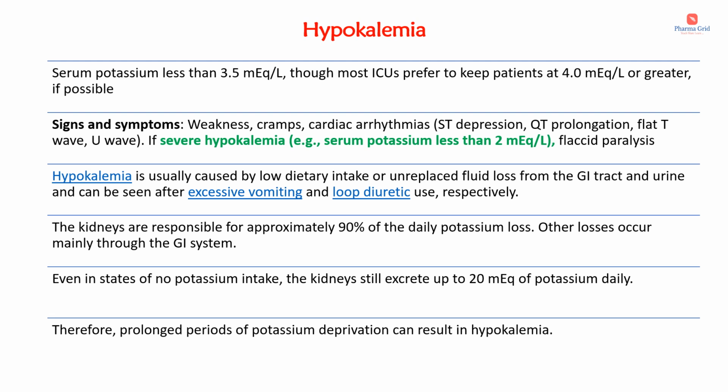Hypokalemia is usually caused by low dietary intake or unreplaced fluid loss from the GI tract and urine, and can be seen after excessive vomiting and loop diuretic use respectively. The kidneys are responsible for approximately 90% of the daily potassium loss. Other losses occur mainly through the GI system. Even in states of no potassium intake, the kidneys still excrete up to 20 milliequivalent of potassium daily. Therefore, prolonged periods of potassium deprivation can result in hypokalemia.